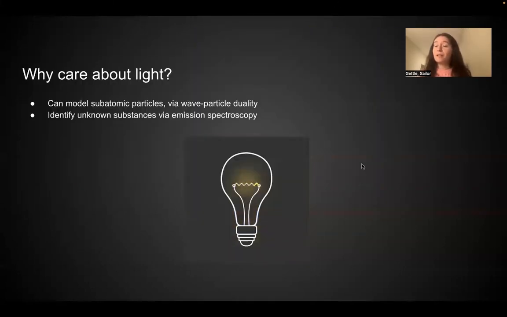So why would we care about studying light? Well, it can be used to model subatomic particles such as the electron via the principle of wave-particle duality, in which we know that both electrons and photons can behave as waves or particles. Light can also be used via emission spectroscopy, similar to what was done in this experiment, to identify unknown substances.